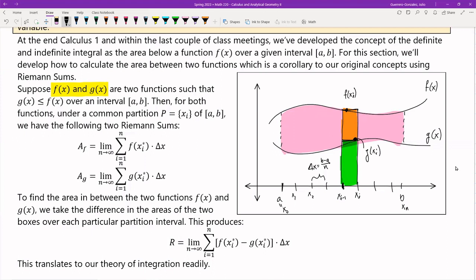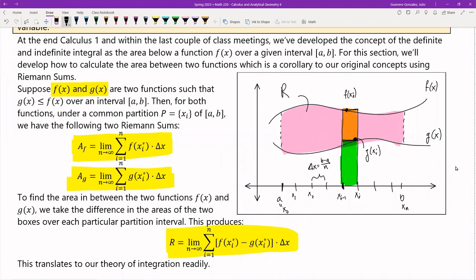The area under the curve f is given by this expression right here, and the area under g is given by this expression right here. So it's only logical to say, we don't need the area for g, so we subtract that one away. That's how we get our region R. So this right here is going to be the area between the two curves. This is our region R right here.